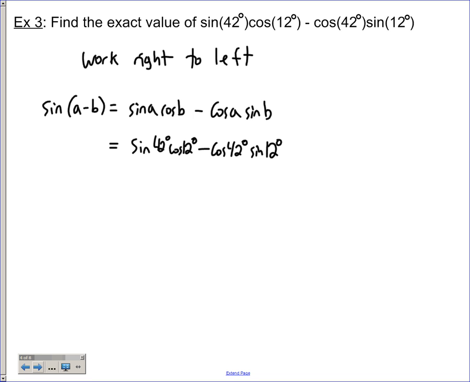On the left-hand side, we just get sine of A minus B. A is 42, B is 12. So 42 degrees minus 12 degrees turns out to be sine of 30 degrees, which is great because that's a unit circle value that we know. And the sine of 30 degrees happens to be just 1/2. So that big messy formula we started with turns out to just be 1/2.